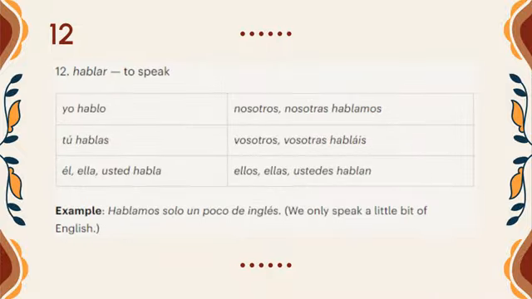Not much irregularity going on here. Hablar, to speak. Once again, this one is not irregular. This one's a regular verb. Woo woo! You're 12 in, and we got one irregular, we got one regular verb.